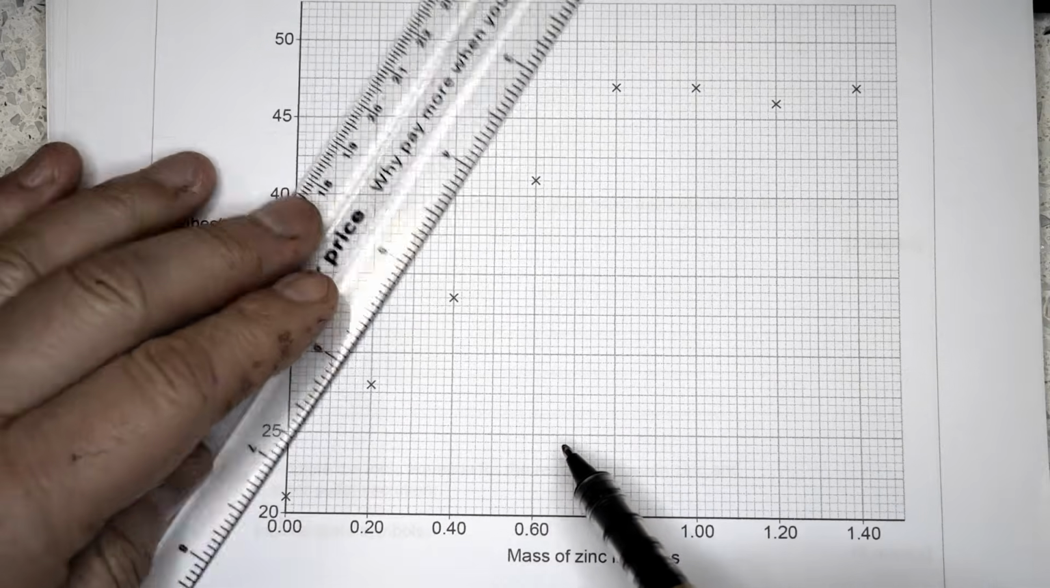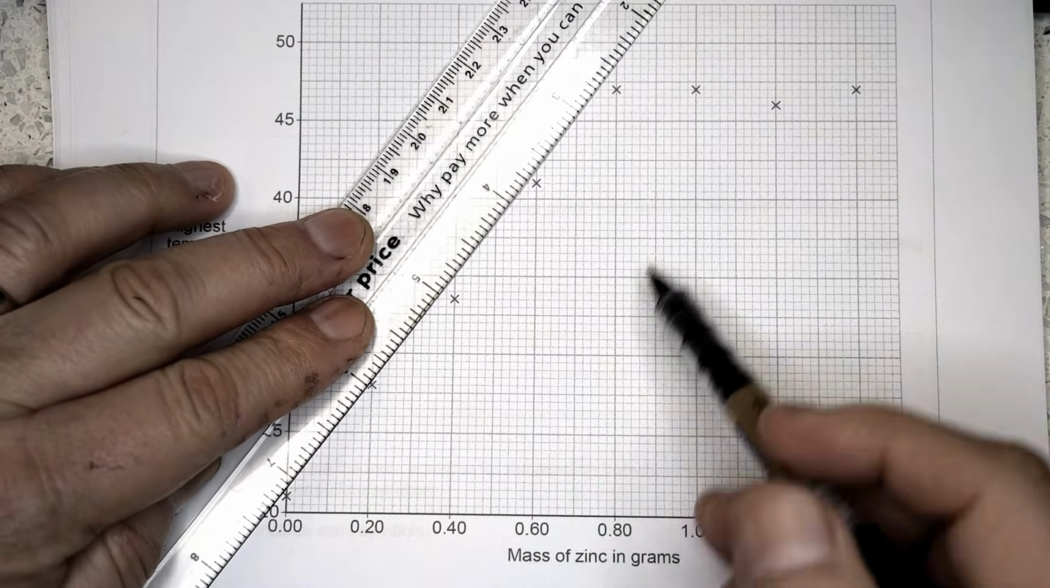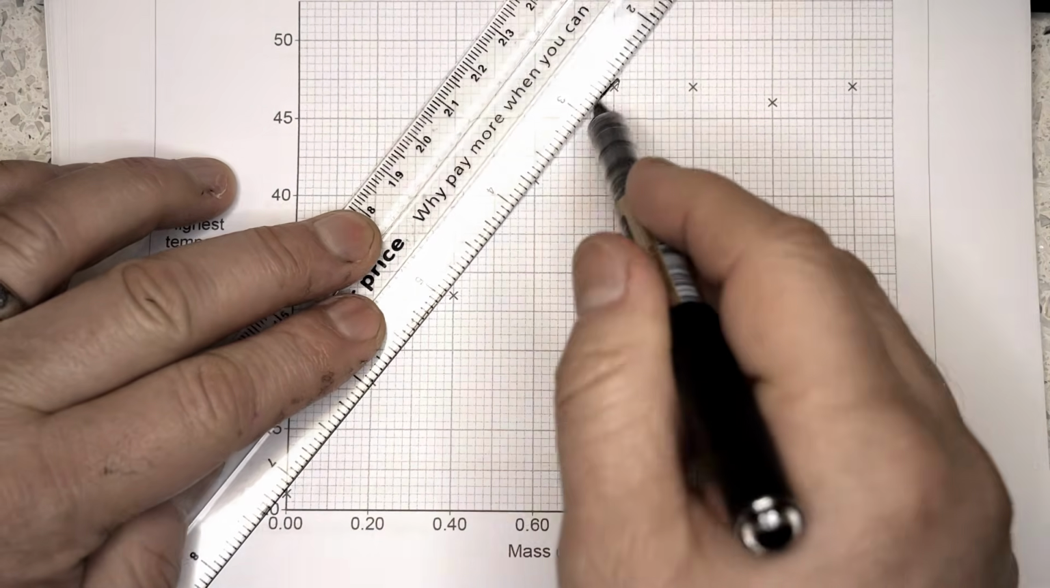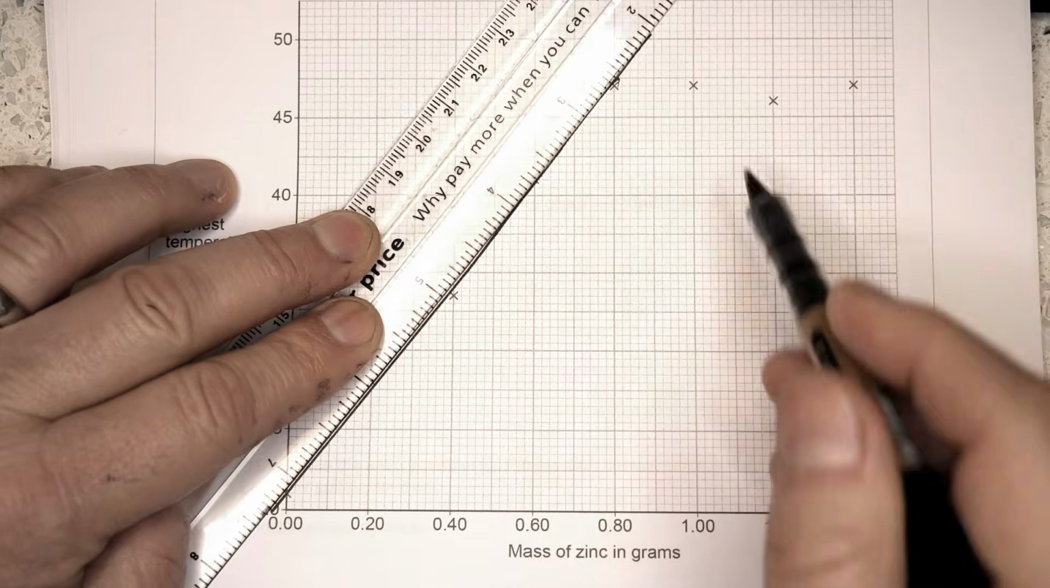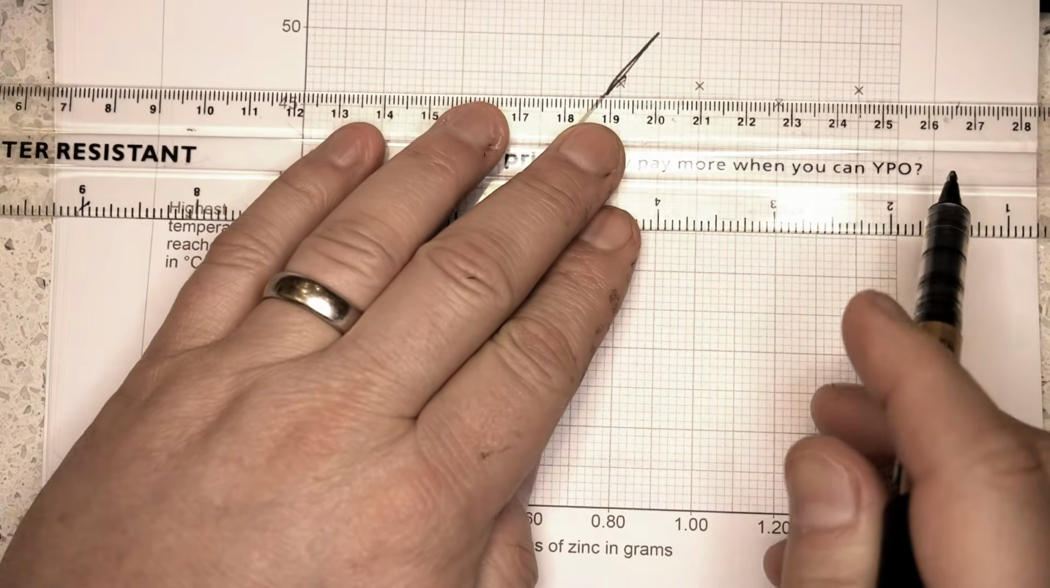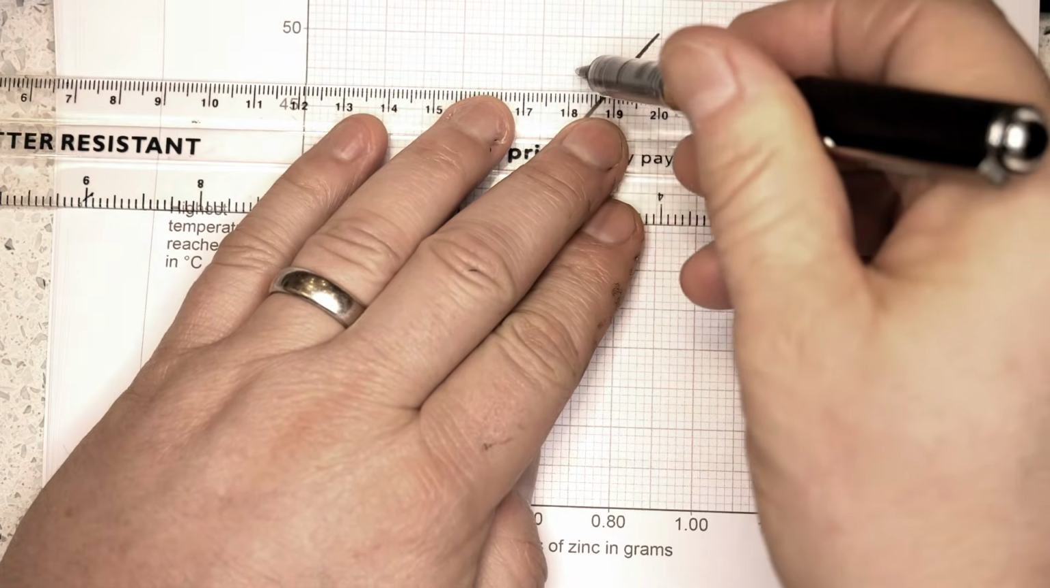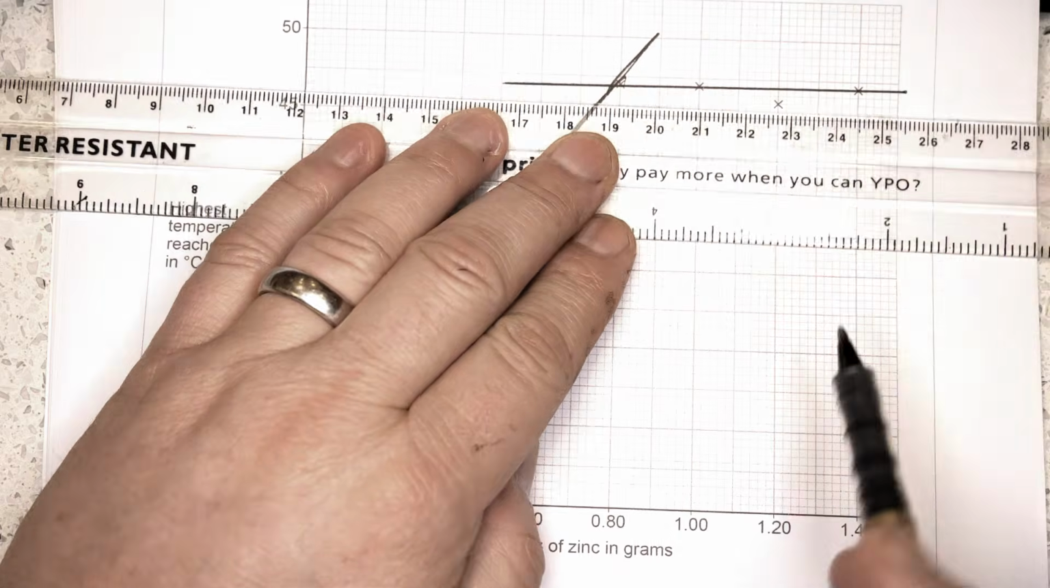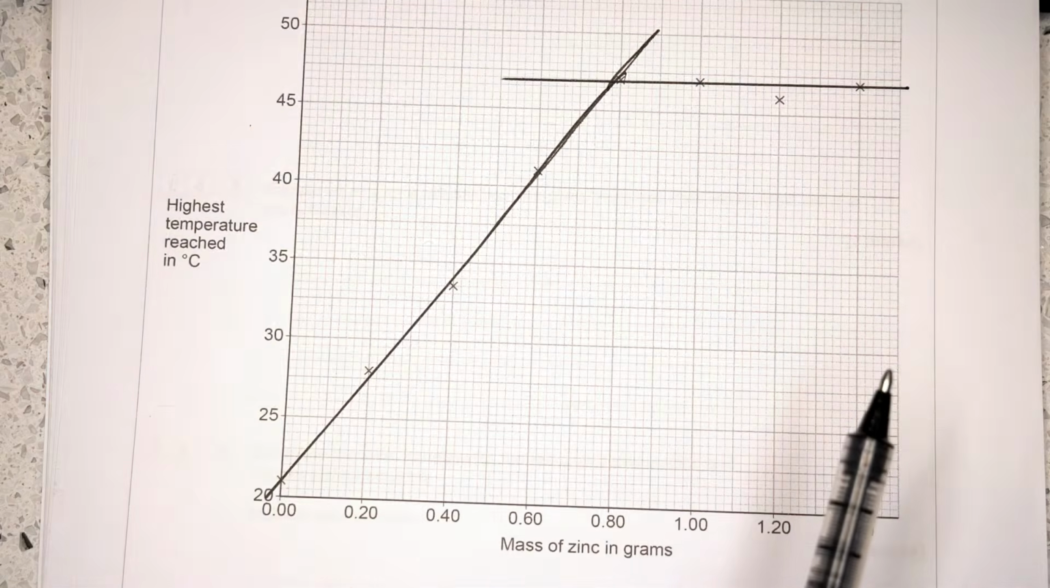So we can see it's a 2-part graph. The first part is where the temperature is increasing. So I'll draw a straight line there. And then there's this section here where the temperature is staying the same. And we can see the 2 lines are intersecting.